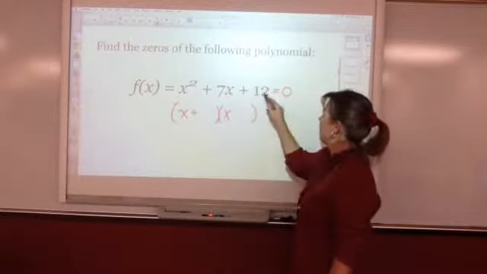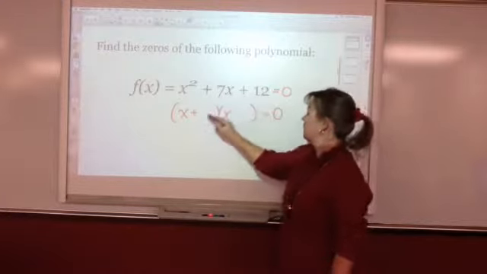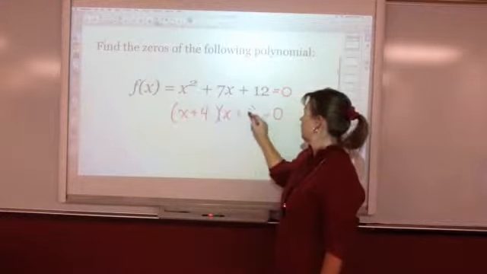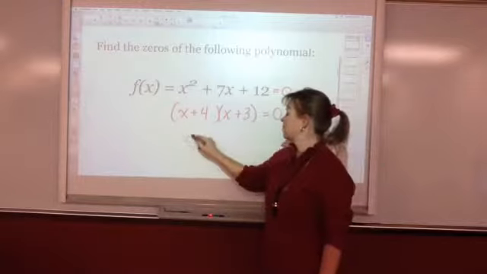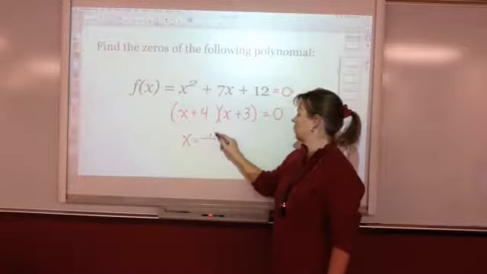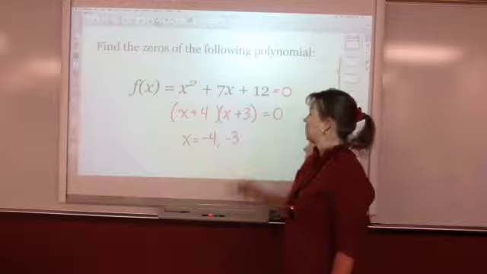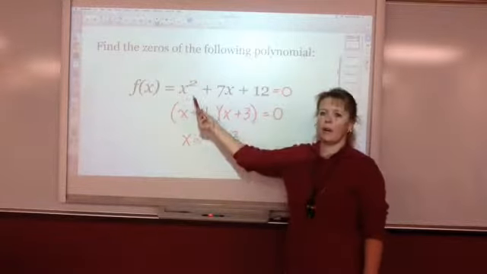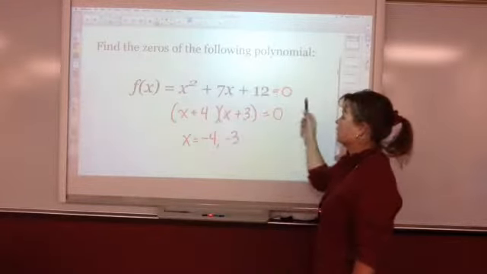Two numbers that multiply to make 12, add to make 7, you've got 4 and 3. Solve each factor. That one is -4, that one is -3. You can always plug them back in for x, and when you hit equals, it'll come out to 0.